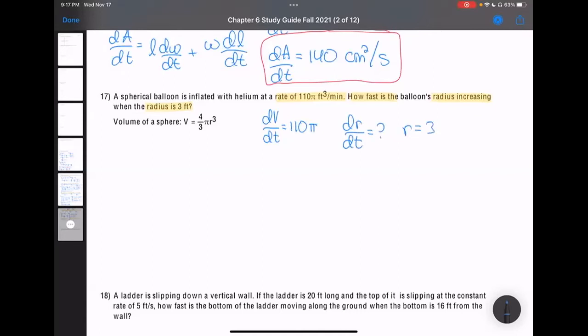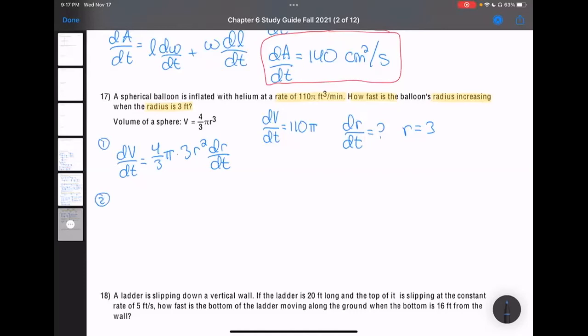So let's take the derivative of the volume. So dV/dt equals the right-hand side, 4/3 pi. I'm just going to bring that out because it is just a constant, times r cubed turns into 3r squared. Don't forget the dr/dt. And so that's our step 1.